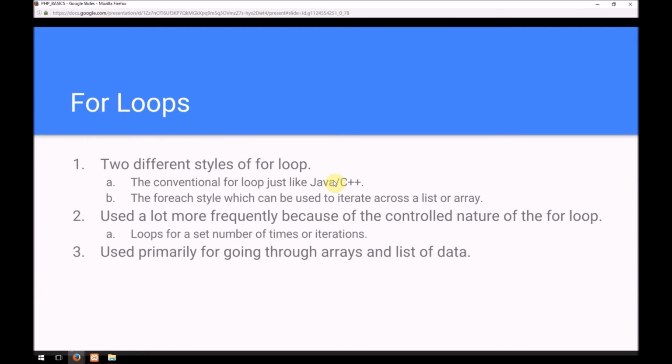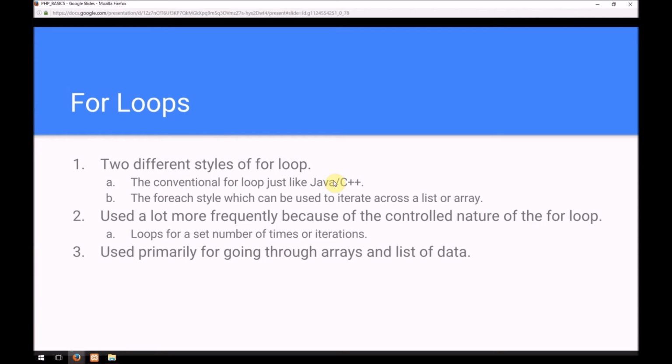The for loop. Two different styles of the for loop. A conventional for loop, just like Java and C++. I have an iterator, or a counter, that starts at 0, or doesn't have to start at 0, it can start wherever it wants, goes to a certain value, and then decrements or increments. I have a for each style for loop which can iterate across a list or an array.